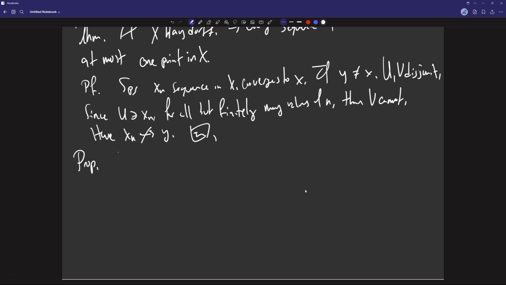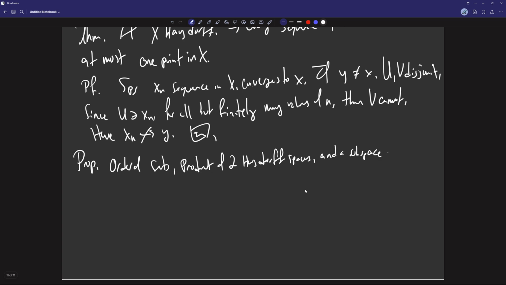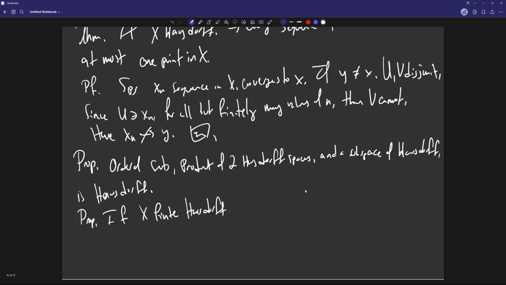I guess we have a proposition that the ordered product of two Hausdorff spaces and a subspace of Hausdorff is Hausdorff. And then we also have another proposition that if X is a finite Hausdorff top space, then it is discrete.